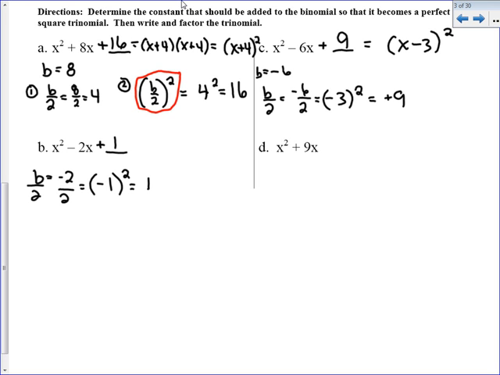And this only worked out if I factor that trinomial and I get the same factor twice. So I'm looking for 2 numbers that multiply to positive 1 and add to negative 2. Negative 1, negative 1. So I can write my factor as x minus 1 squared, because my factors would be x minus 1, x minus 1. Questions?